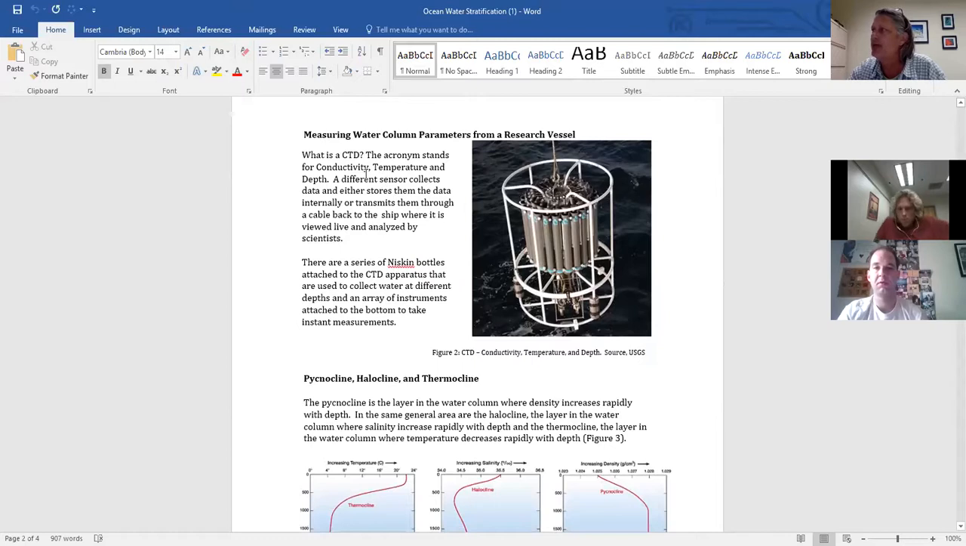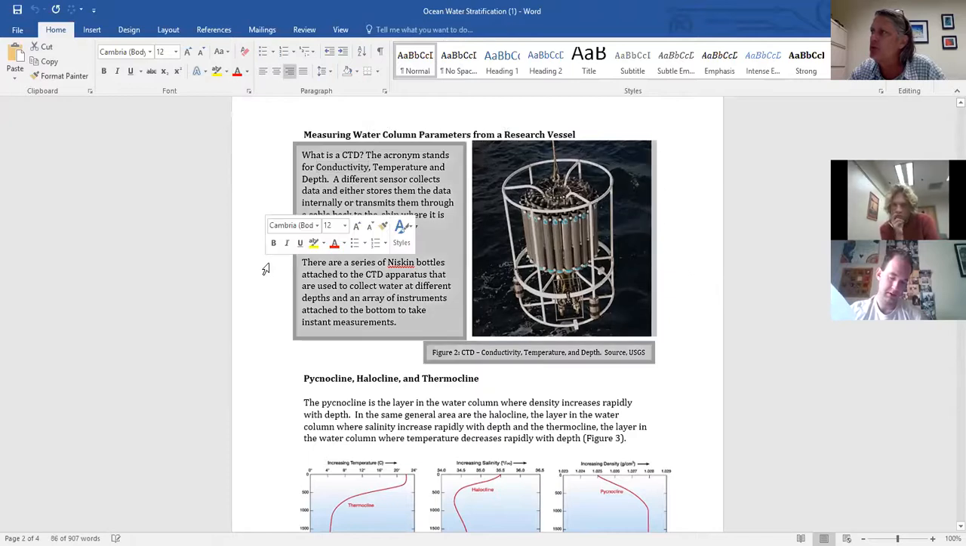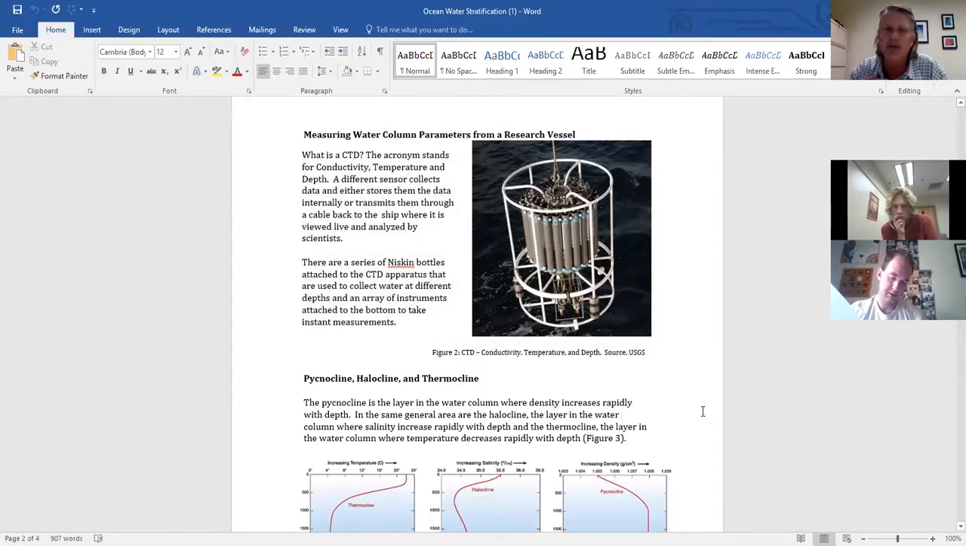So we look at the CTD of water: the conductivity, temperature, and depth. Conductivity relates to its dissolved ions, the salinity, because electrolytes conduct electricity. So you can test salinity by how conductive the water is. The saltier the water is, the more conductive it is.